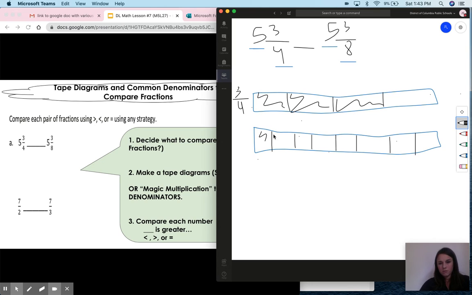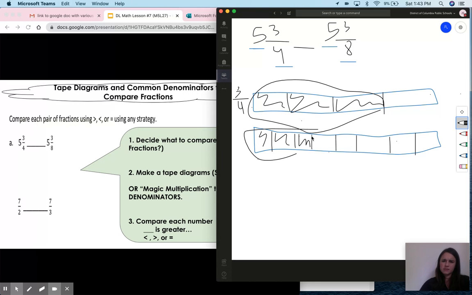3. 1, 2, 3. Now it's real easy to compare on the tape diagrams which one's bigger. Yeah, 3/4 is way bigger. Look, 3/4 is this huge chunk. 3/8 is this smaller chunk. Great, easy. So 3/4 is bigger. But that means that 5 3/4 is bigger.